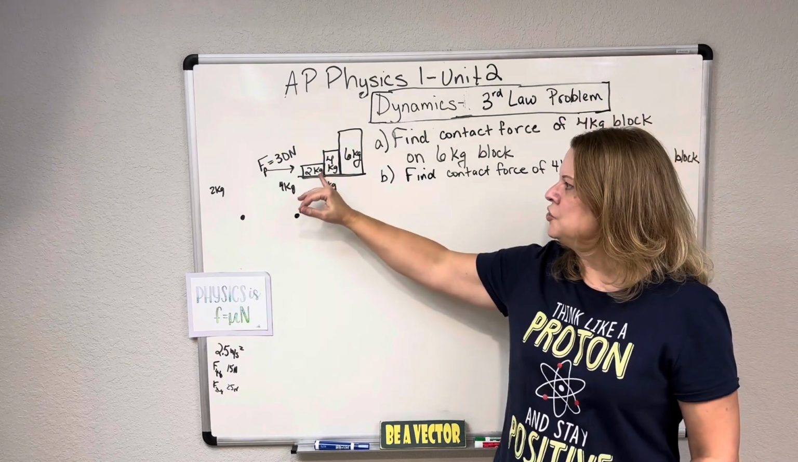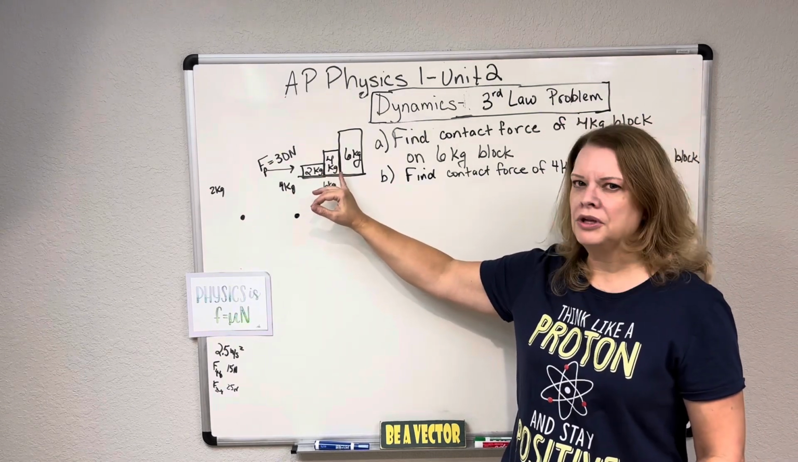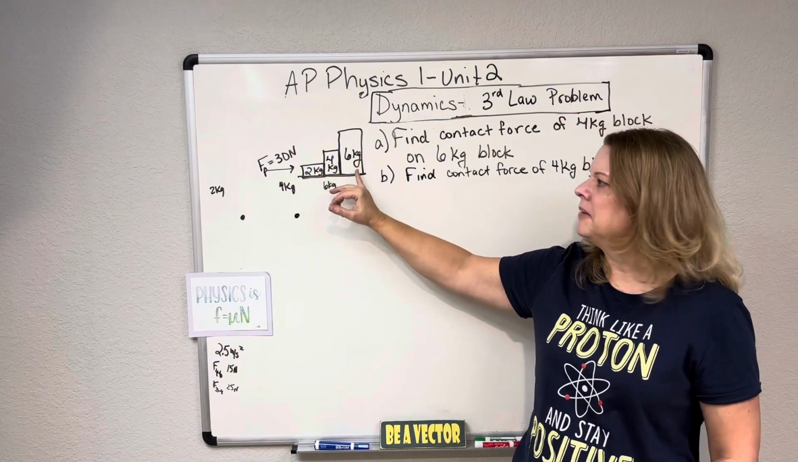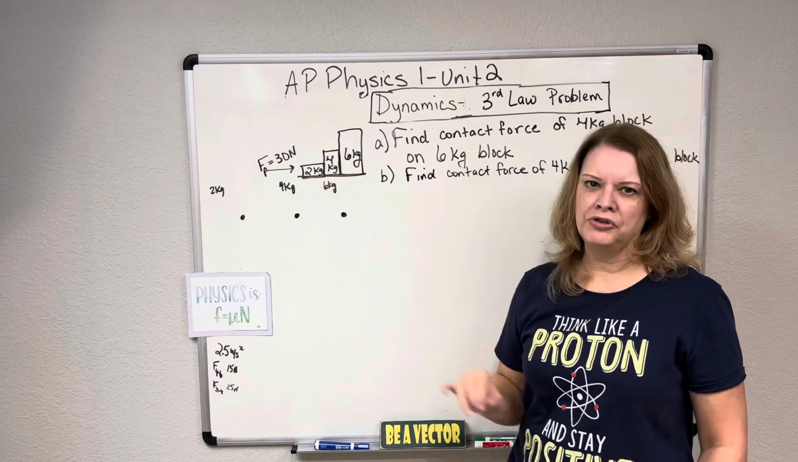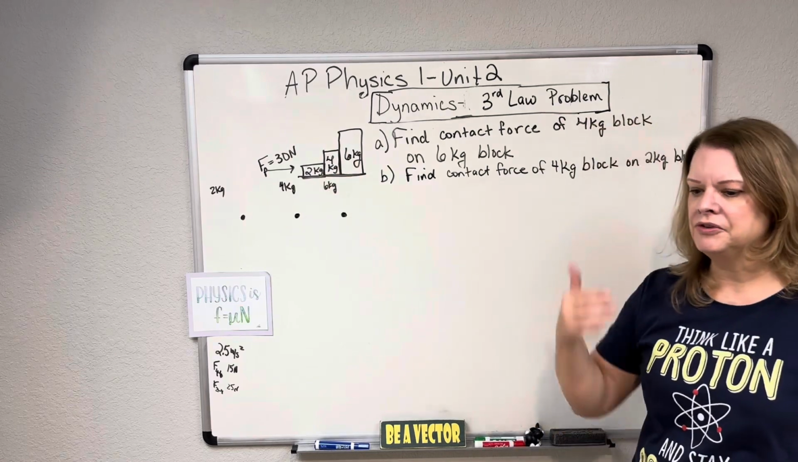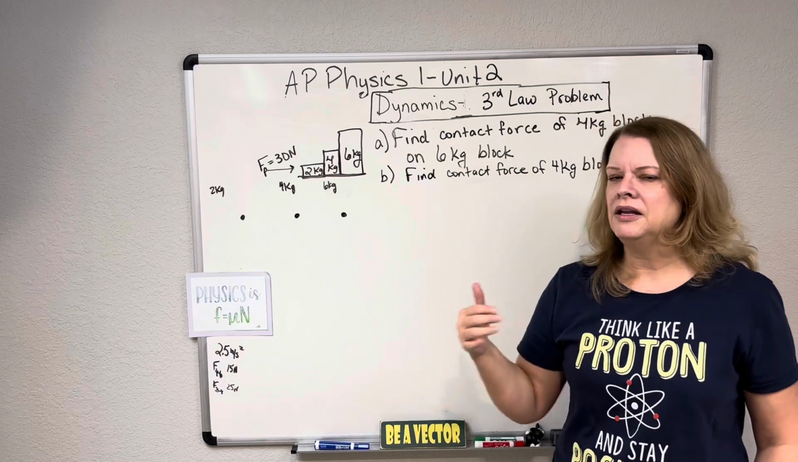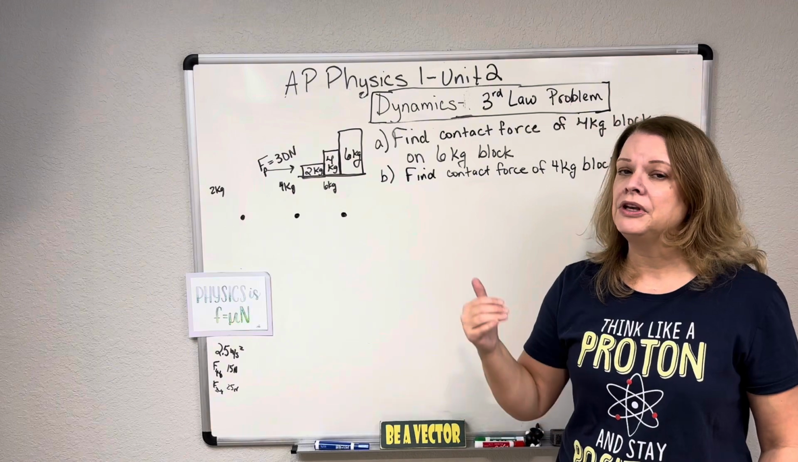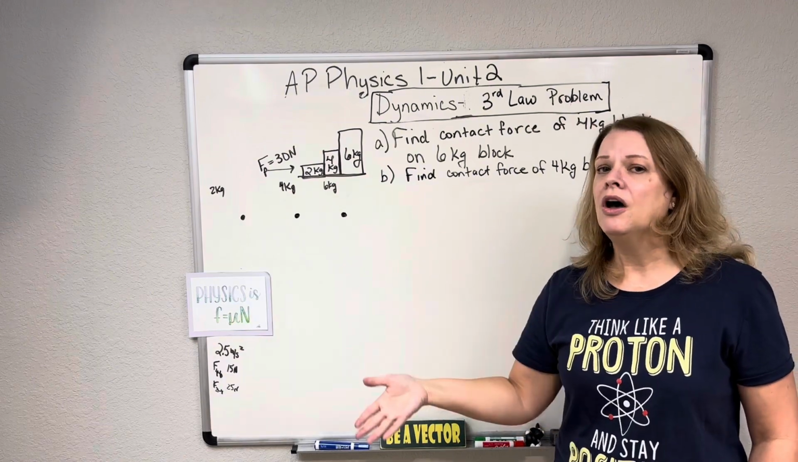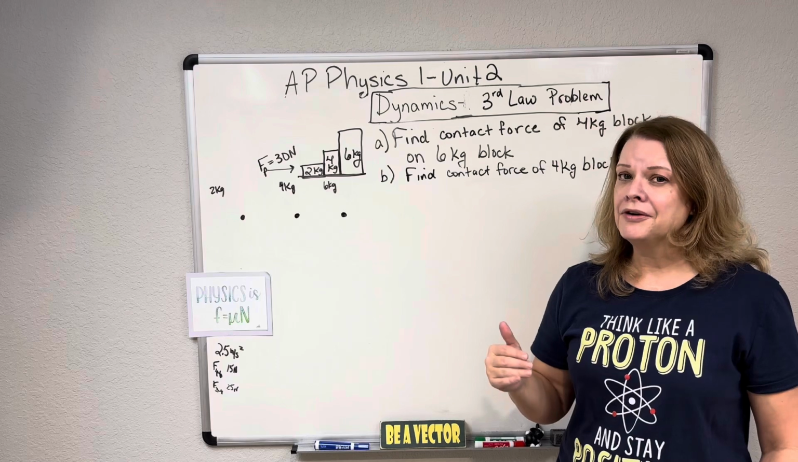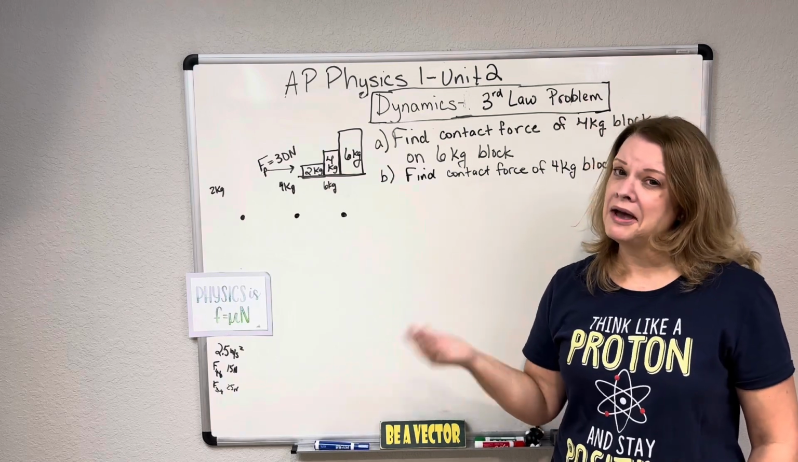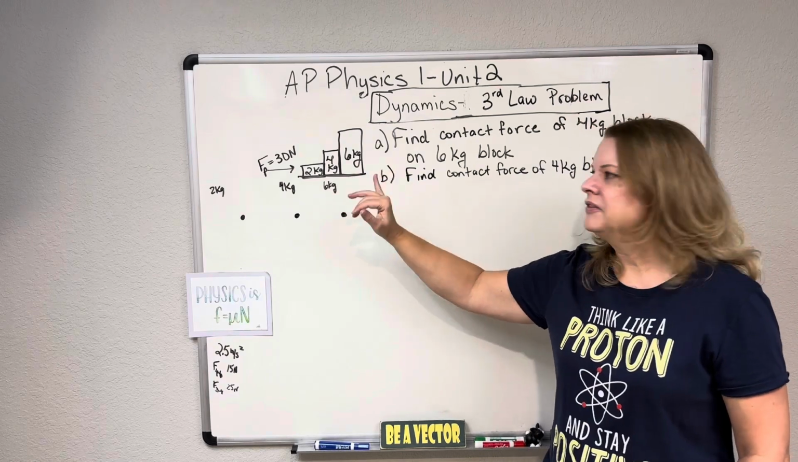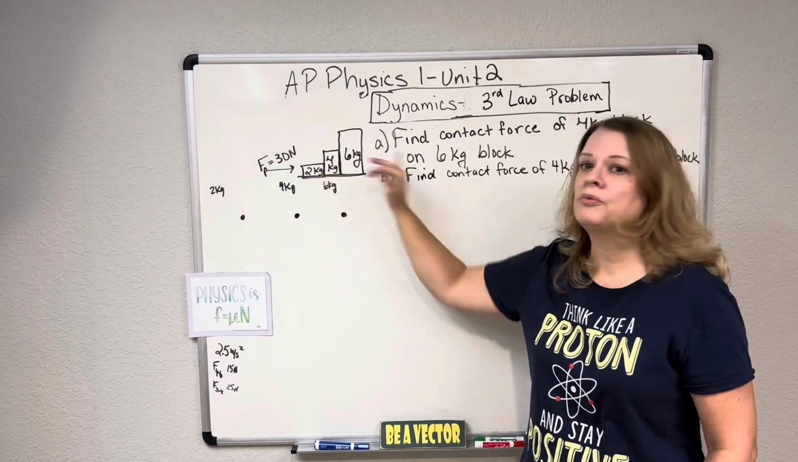As the 2 pushes on the 4, the 4 equally pushes back on the 2. As the 4 kilogram is pushing on the 6 kilogram, the 6 kilogram is equally pushing back on the 4. It's the same concept as if you have a Hummer going down the road and it hits a small little car. The force that the little car puts on the Hummer is equal to the force the Hummer puts on the little car. However, the little car has less mass. It doesn't work out as well for it in those kind of situations, right? So that's kind of what we've got going on here, but we have 3 blocks.